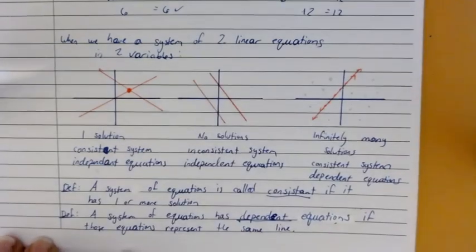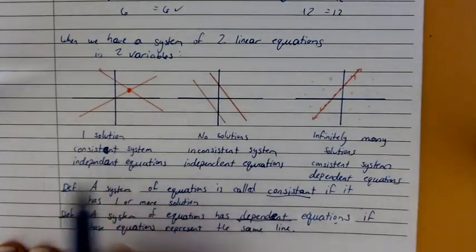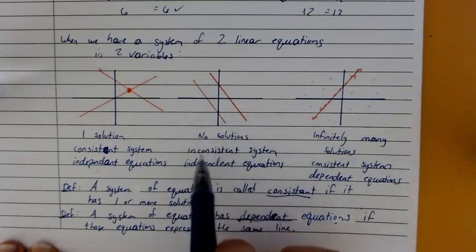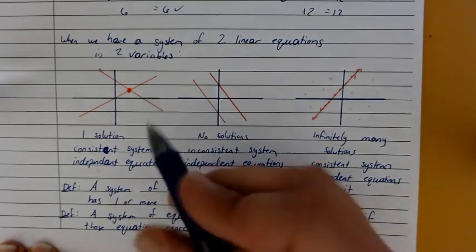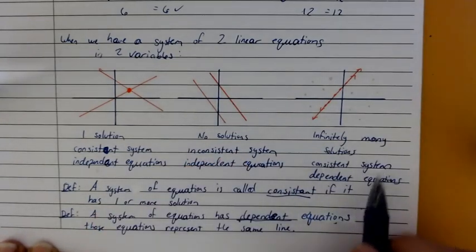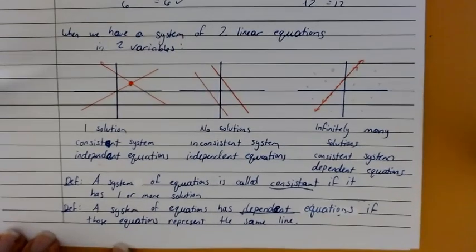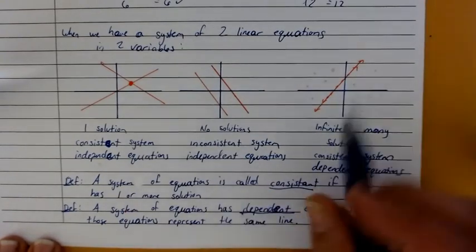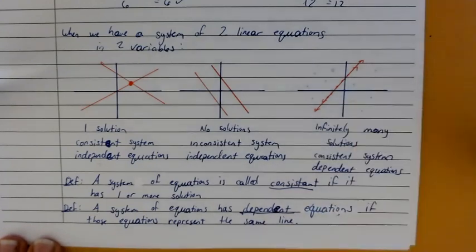All right. So we have three possibilities. A one-solution linear system, which is a consistent system of independent equations. If we have no solutions, then we have an inconsistent system of independent equations. And if we have infinitely many solutions, then we have a consistent system of dependent equations, where again a system is called consistent if it has one or more solutions, and the equations are called dependent if they represent the same line.